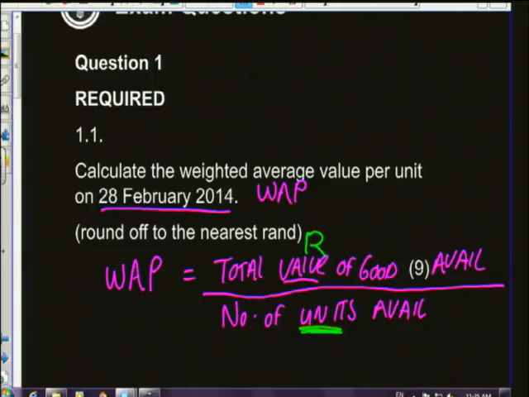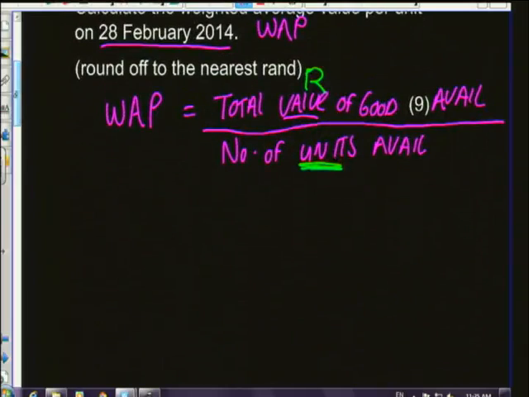Right, we're now going to build on this formula. Total value of goods available is calculated by taking the following. I'm going to start off by using my opening stock. I am then going to add purchases, and this refers to your total purchases for the year.